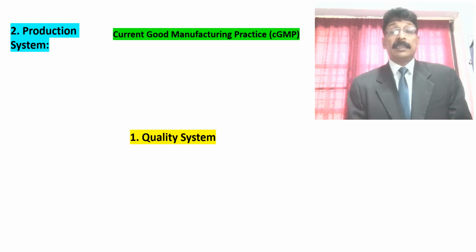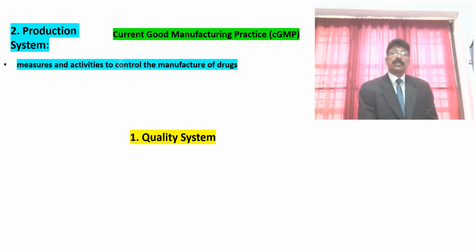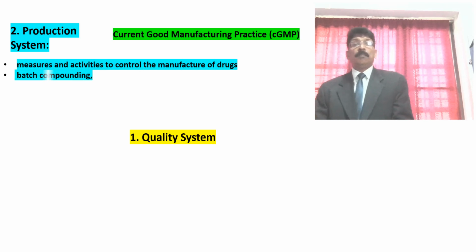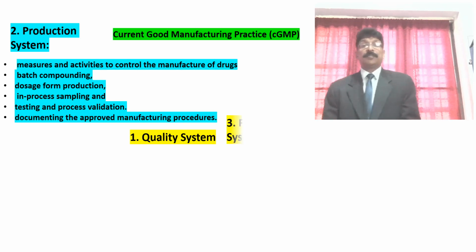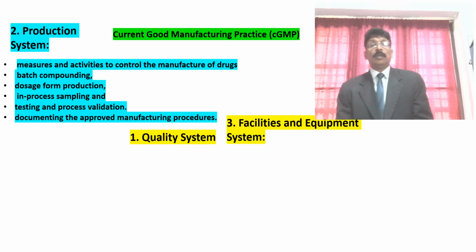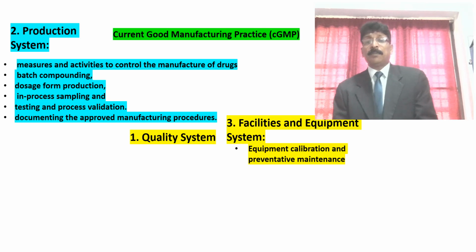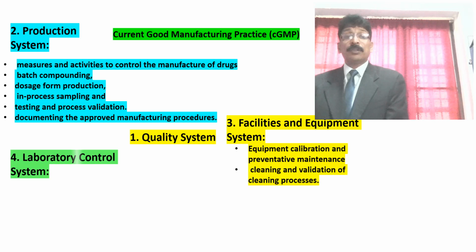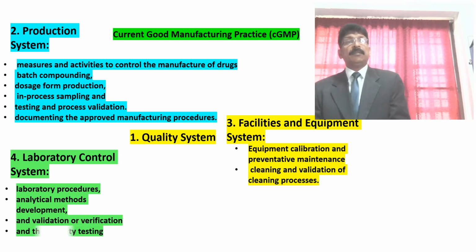So when we want to see all what we have discussed together, the current good manufacturing process has 6 points which we have to determine. First one is the quality system, which is linked with all the other 5. Second one is the production system, where measures and activities of control of materials of drugs, batch compounding, dosing and production, in-process sampling and testing and process validation, and documentation are approved manufacturing procedures. And number 3, facilities and equipment system, in which equipment calibration and preventive maintenance, cleaning and validation of the cleaning process. And number 4, laboratory control system: laboratory procedures, analytical methods developed, validation and verification, and stability testing.